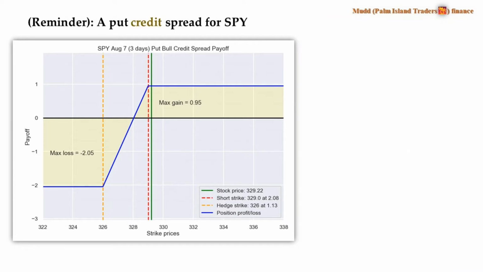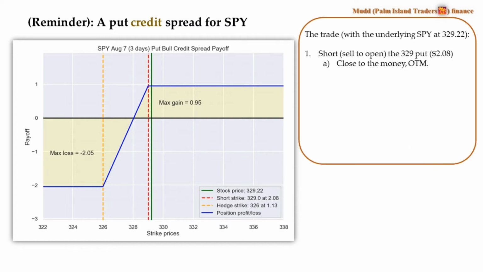Now, let's remind ourselves of the construction of the put credit spread, looking at the example of a put credit spread for SPY that we used last time. And so in that example, the trade with SPY was when SPY was at 329.22. So the first step was to short or sell to open the 329 put at $2.08. The second step was to hedge long or buy to open the 326 put at $1.13, and that was more out of the money in our example.